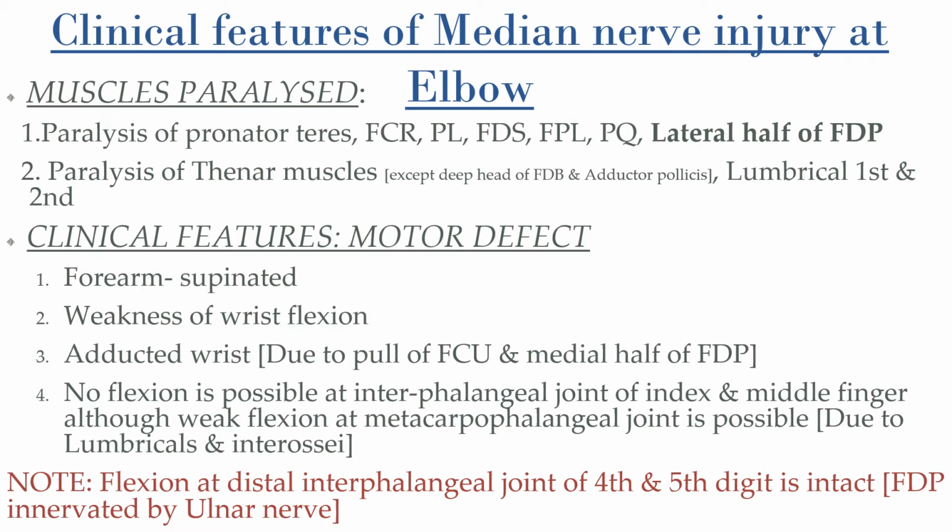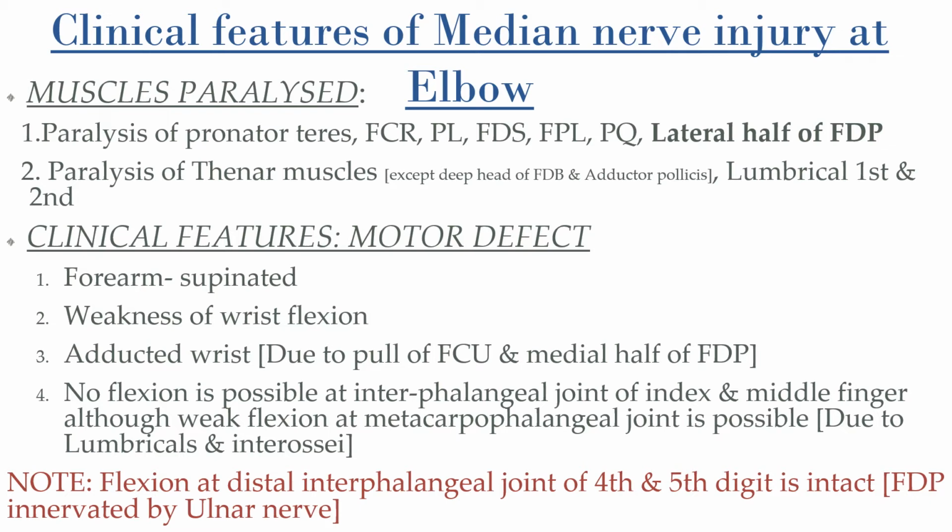Whenever the person tries to perform flexion at the wrist joint, adduction of the wrist automatically occurs because of the pull exerted by flexor carpi ulnaris and the medial half of flexor digitorum profundus. The patient will also complain of inability to perform flexion at the proximal interphalangeal joint of all the 4 digits and failure to perform flexion at the distal interphalangeal joint of the 2nd and 3rd digit.